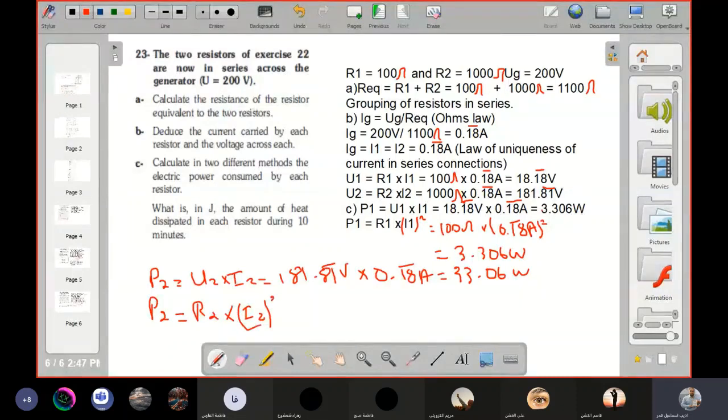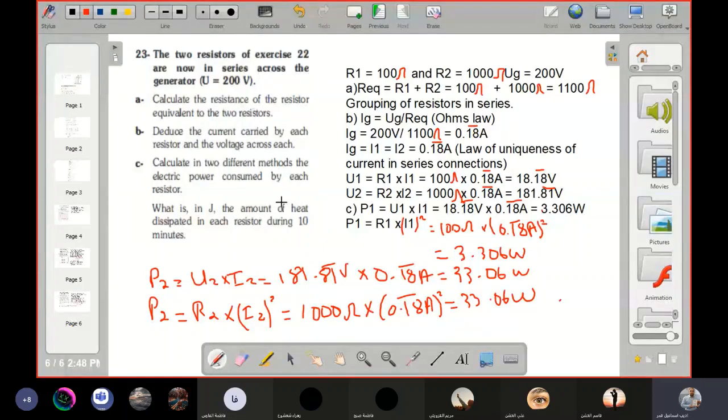P2 by the other method is R2 times I2 squared, equals R2 is 1000 times 0.18 repeating squared. It will give the same answer as above, 33.06 watts.